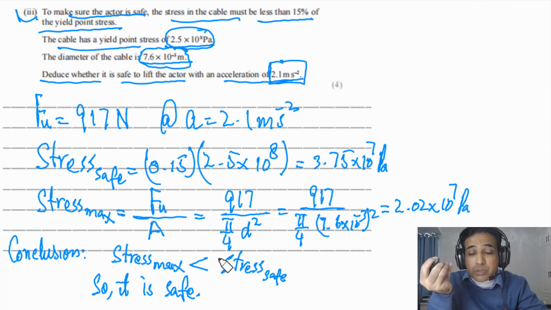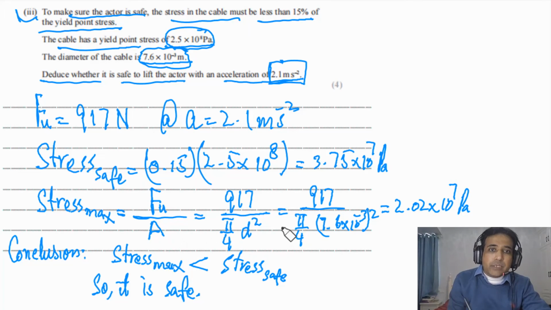It's a practical question about designing, how designers work, how they make sure something is safe. This is how we can calculate, and if you have done this one, you will get 4 marks for this question. Total marks for this question are 4.